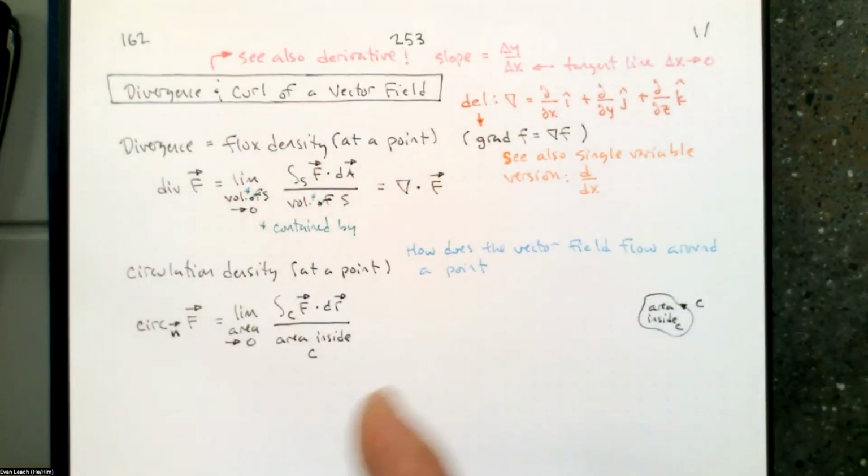Here's another normal vector. I can calculate the circulation around that vector by putting a little circle around that vector, and calculating a line integral around that circle. Divide by the area of the circle, and let the area of the circle drop down to 0. So this is the circulation density of a vector field at a point in a direction.